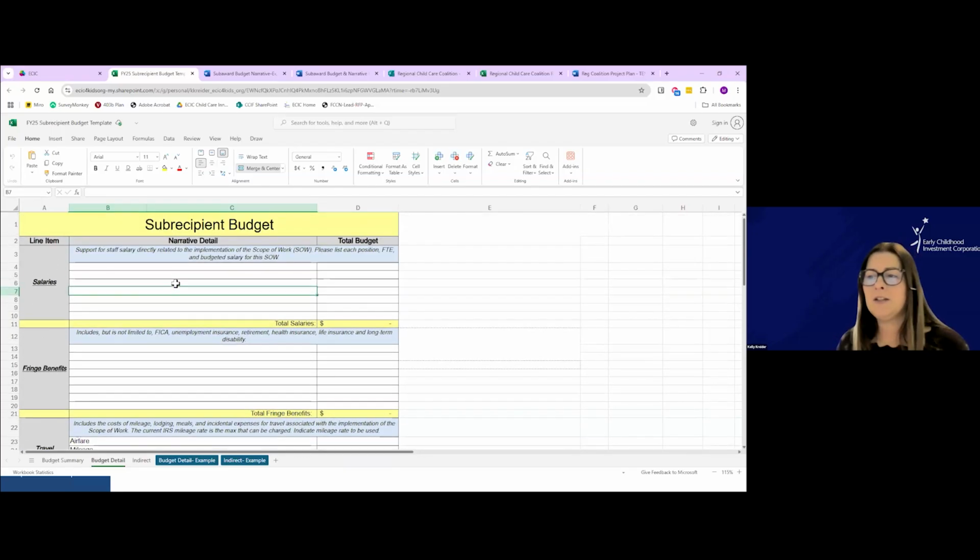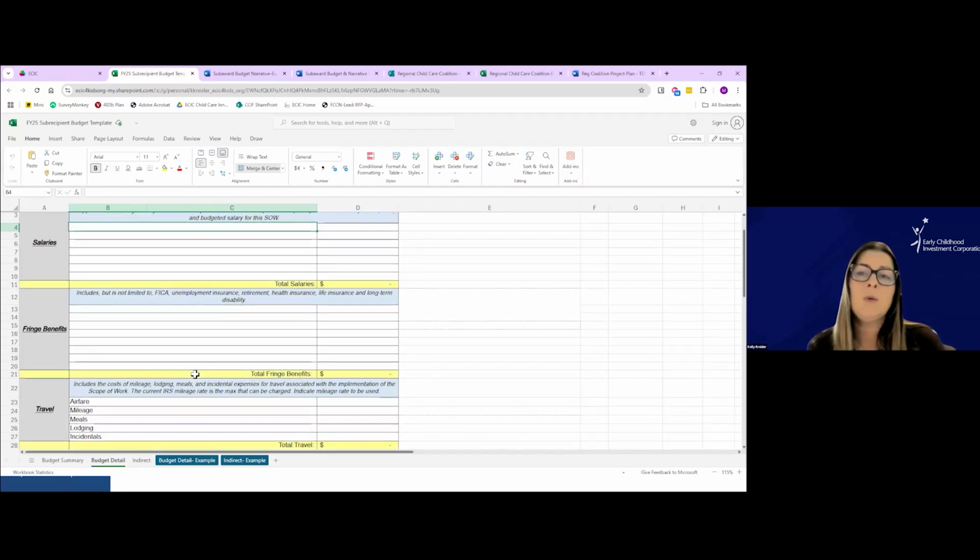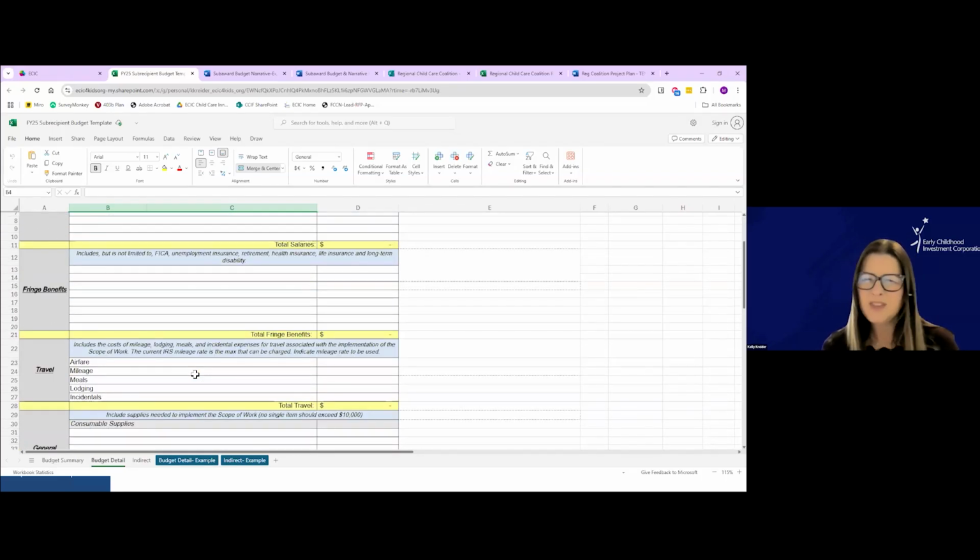All of your budgets need to reflect direct costs for implementing the scope of work. And we will be looking in our review for expenses to be allowable, reasonable, and allocable per federal uniform guidance. If you do include any shared costs from within your organization, they must be of direct benefit to project implementation, or those are expenses you would capture under indirect. And I'll talk a little bit more about that in a moment.